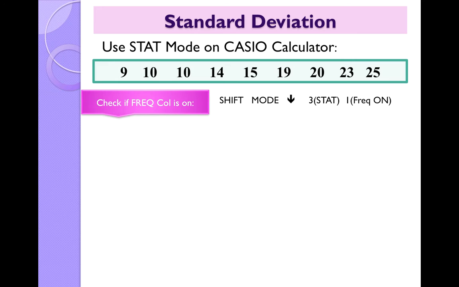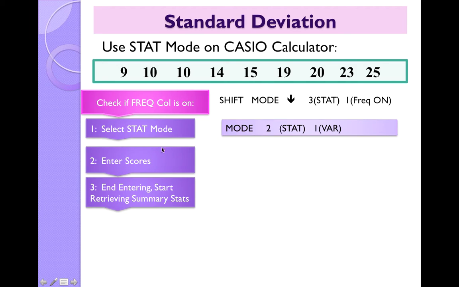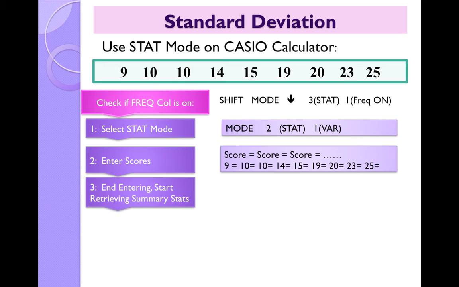If we now want to calculate the standard deviation, we've only got 3 steps to follow. We select the statistics mode, we enter the scores, and we then end the entering and start retrieving the summary statistics we need. To select the statistics mode, we use mode 2, which is statistics, and number 1, which is variable. Focus more on what you are selecting than what number it is, which will help you if you use a slightly different model of the calculator at a different time.